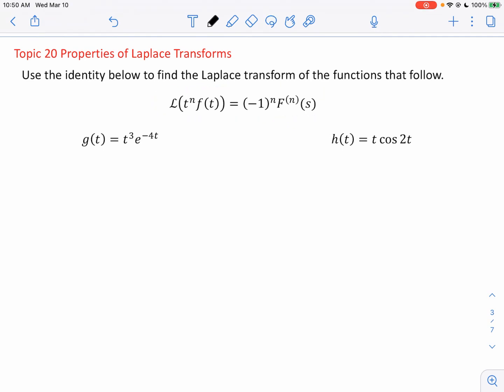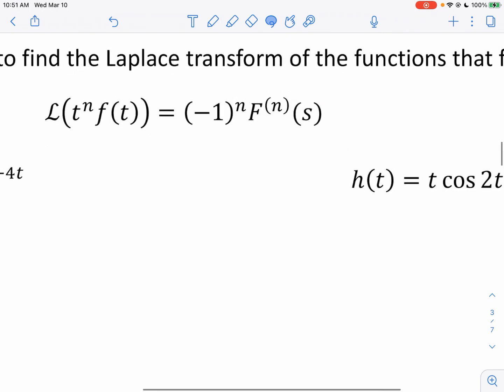First thing we want to identify, so we're trying to find the Laplace transform of t cubed times e to the negative 4t. Well, if I can find the Laplace transform of e to the negative 4t, that's the role of the f of t in this case. Find the Laplace transform of this part only, and then do so many derivatives of it. Now keep in mind that this n that you see up here in parentheses, when you put the n in parentheses like that, it's indicative of a derivative, a number of derivatives. When you have the n as an exponent without parentheses, it's treated like an exponent. So this means negative 1 raised to the n, and then the nth derivative of capital F, as a function of s.